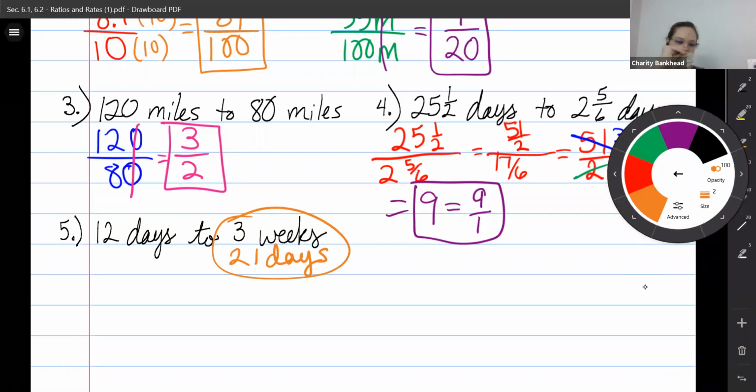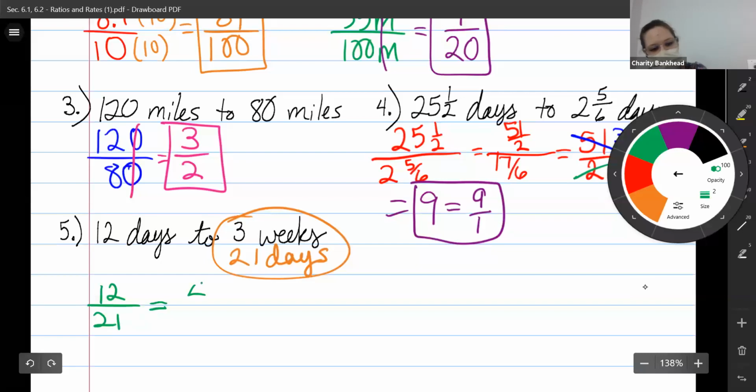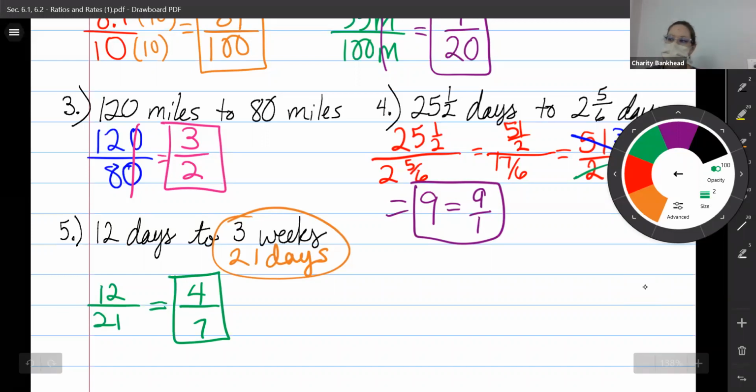So 12 days to 21 days. So then I can just write 12 over 21 and reduce that. So 3 goes into 12 4 times, and 3 goes into 21 7 times. So 4 over 7.